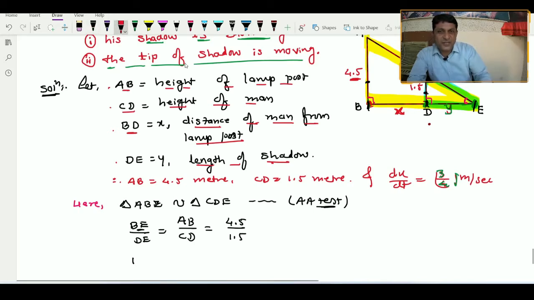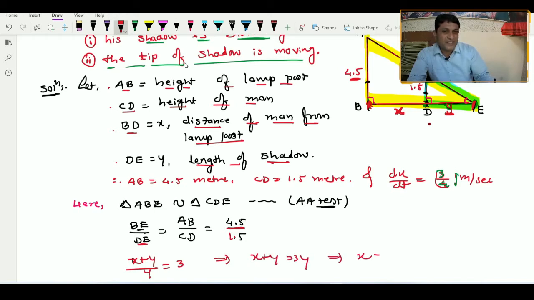Observe the figure here very carefully. The length of BE will be equal to x plus y. So here I am replacing the numerator by x plus y, and DE, observe the figure, is equal to how much? y. So x plus y upon y is equal to, on this side, 4.5 divided by 1.5, which equals 3. Which implies that x plus y is equal to 3y, which implies that x is equal to 3y minus y, which will be equal to 2y.